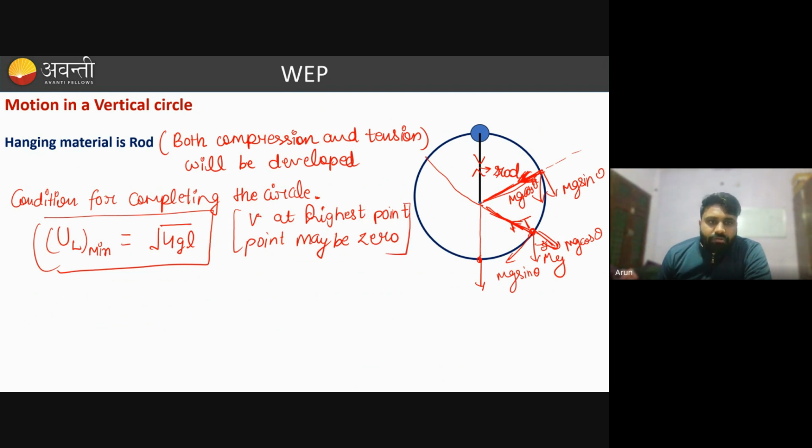So these two concepts you can apply here, and one of the famous concepts that we usually use is the conservation of mechanical energy.